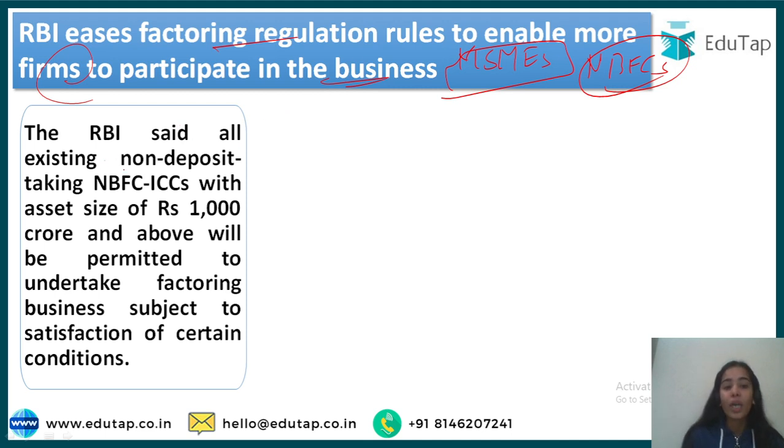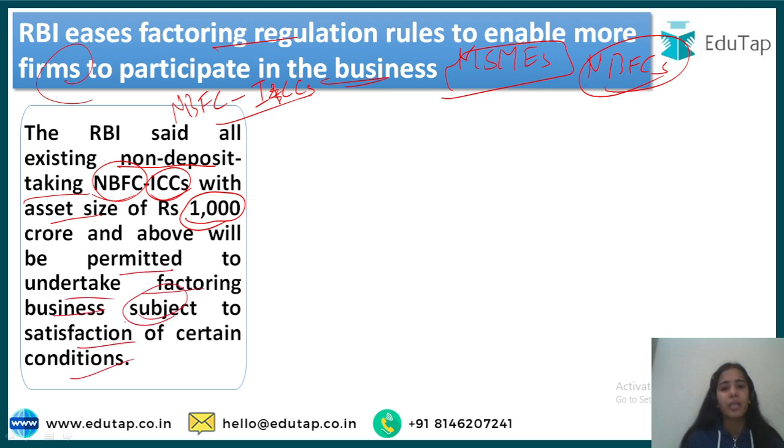RBI has said that all existing non-deposit taking NBFC-ICCs, that is non-banking financial companies that are the investment and credit companies, that have asset size of more than 1000 crore, will be permitted to undertake factoring business subject to satisfaction of certain criteria, like whether they are following the regulatory norms or not. So such criteria will be there, and they will have to be NBFCs that are investment and credit companies, and that are of 1000 crore asset size or more.